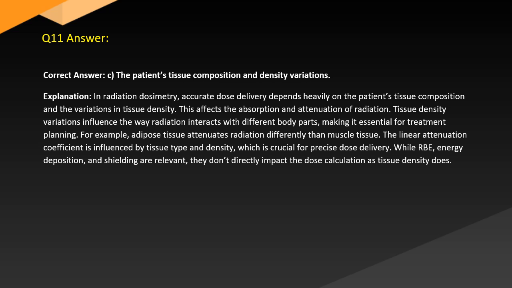For example, adipose tissue attenuates radiation differently than muscle tissue. The linear attenuation coefficient is influenced by tissue type and density, which is crucial for precise dose delivery. While RBE, energy deposition, and shielding are relevant, they don't directly impact the dose calculation as tissue density does.